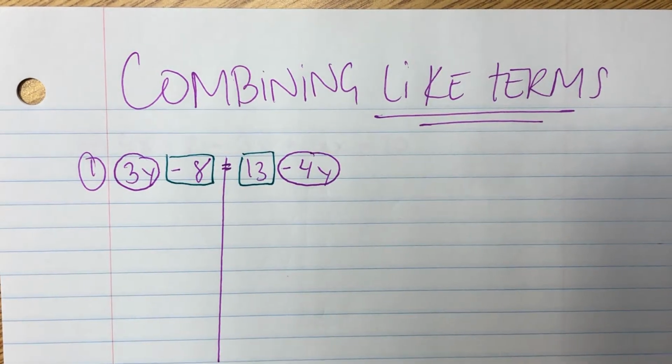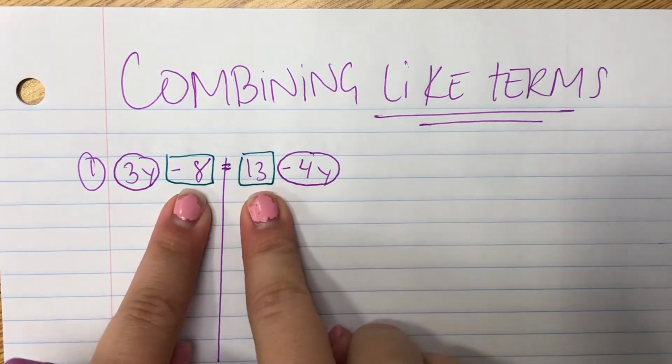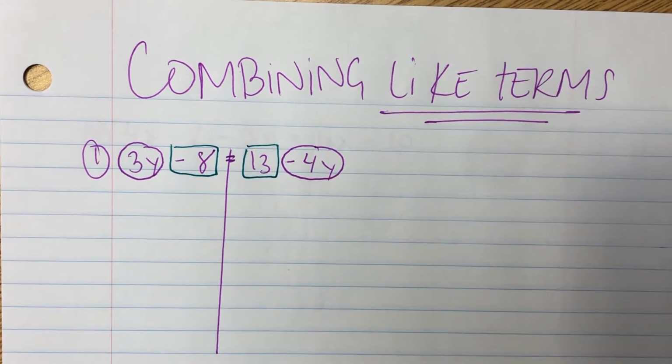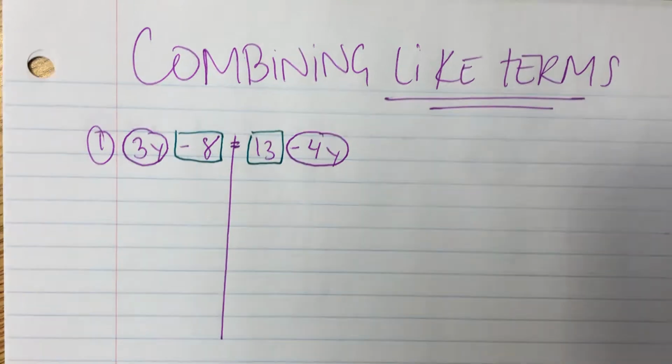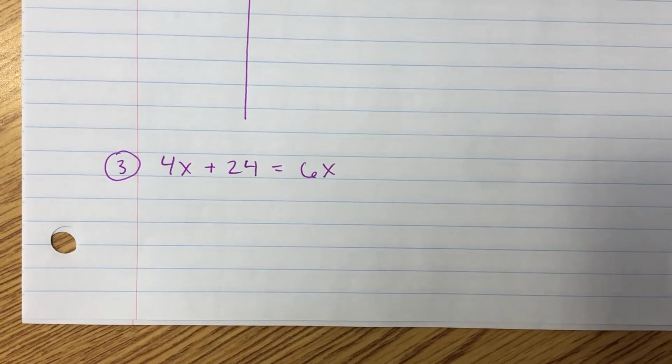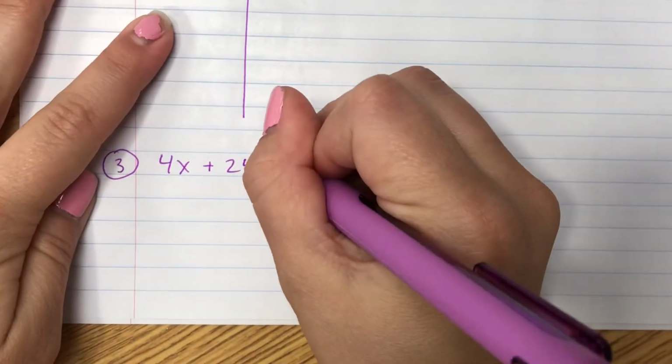Remember, like terms are the ones that look alike. These are constant numbers. They look alike, they're actually like terms. These have the variable of y. They're also like terms, okay? I'm gonna go down to my number 3 real quick, just to kind of give you an idea of what this stuff is supposed to look like.